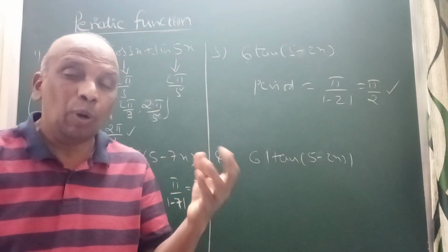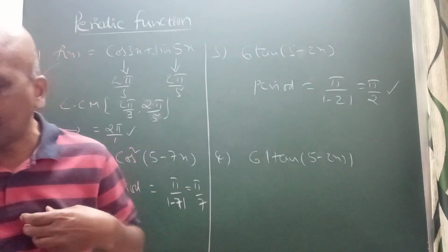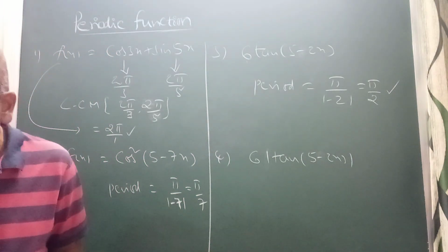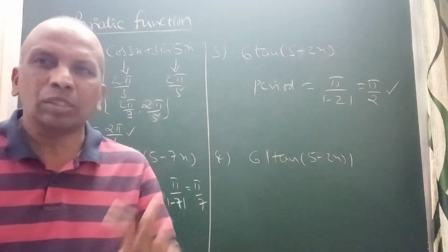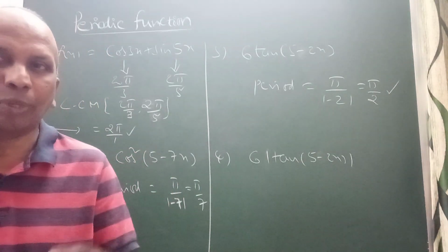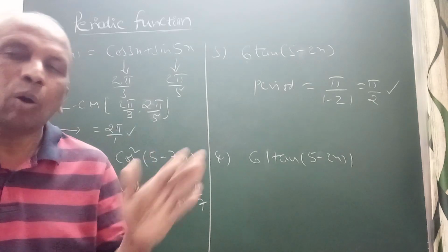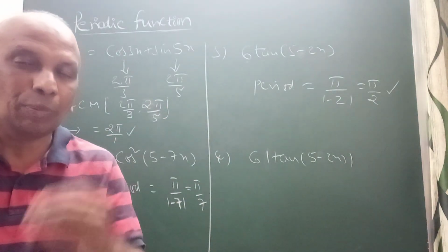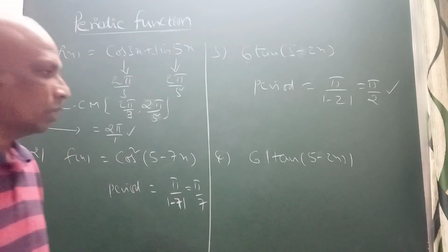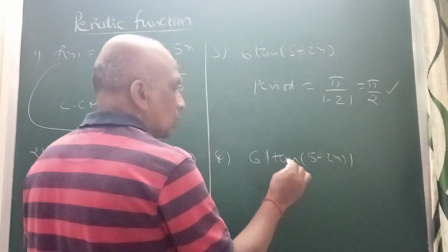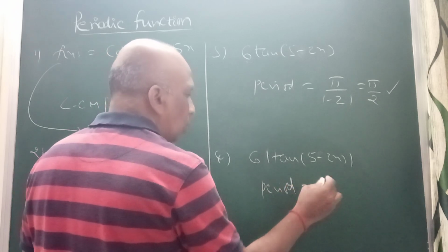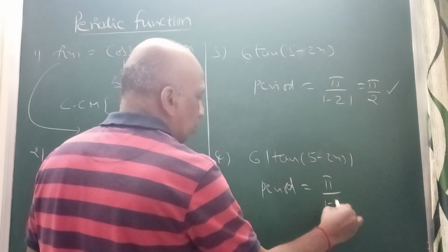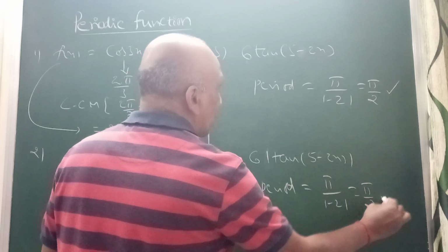Even for mod tan x and mod cot x, the period is pi only. Whether the power is even or odd, there is no problem here. For tan power nx and cot power nx, the period is pi. Like all trigonometric functions, if you take the modulus, the period is pi only. So for tan of 5 minus 2x, the period is pi by mod minus 2, which is pi by 2.